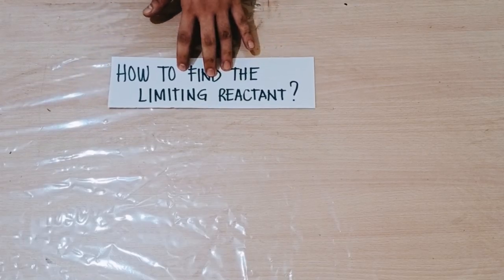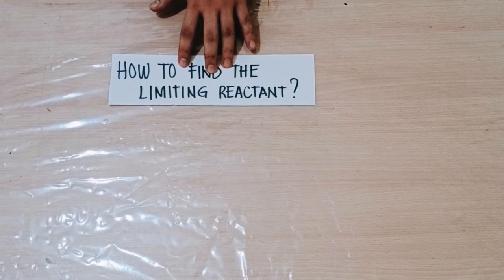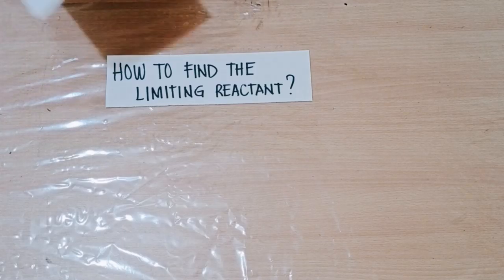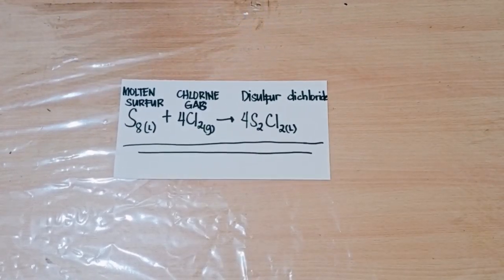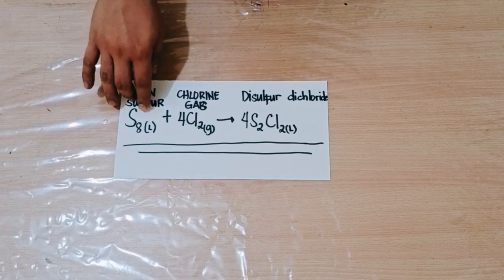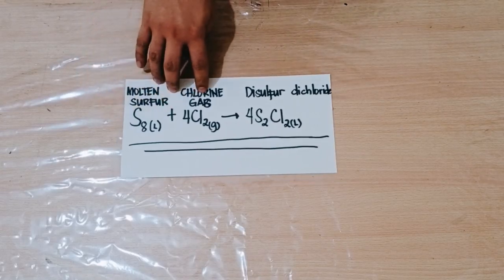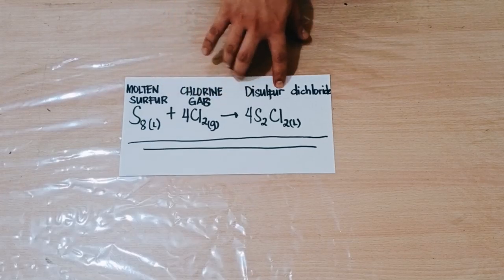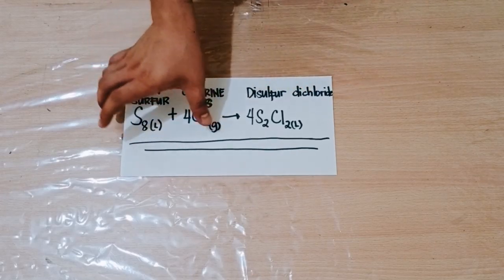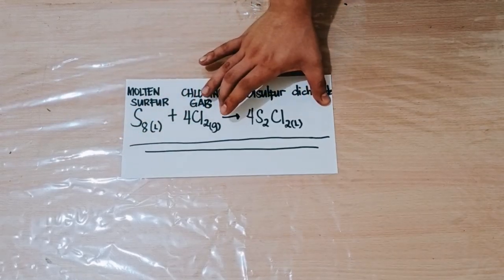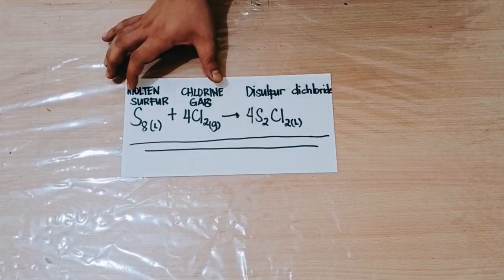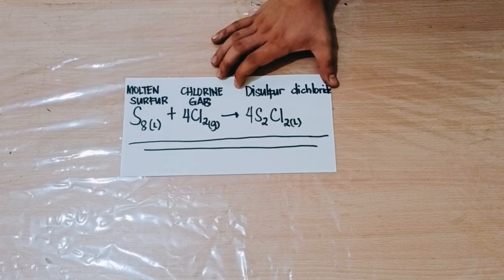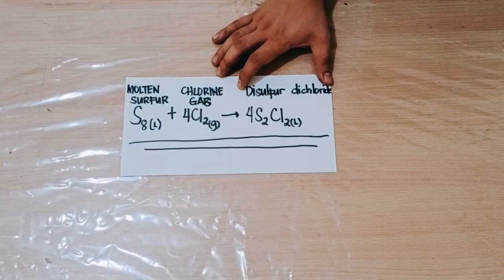Consider the reaction between molten sulfur and chlorine gas to form disulfur dichloride according to this equation. So as you can see, this is the molten sulfur plus chlorine gas that yields disulfur dichloride. So this is the reactant and this is the product of the reaction. So, pinagsama yung sulfur saka yung chlorine na nakabuo sila ng product na tinatawag nating disulfur dichloride.